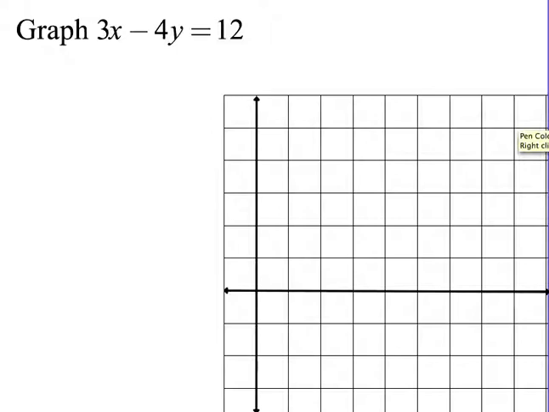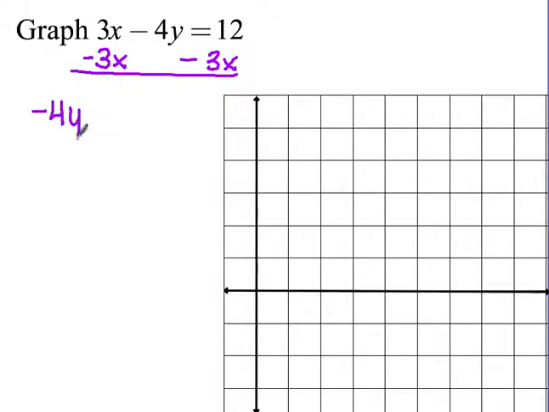So what's the first thing you need to do? Get y by itself, so I need to subtract 3x from both sides. So on the left side, I get -4y. On the right side, I have -3x plus 12.